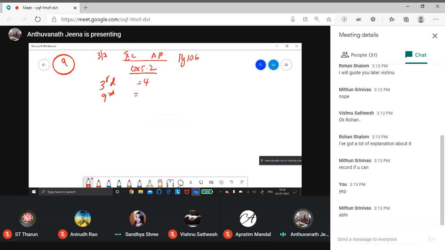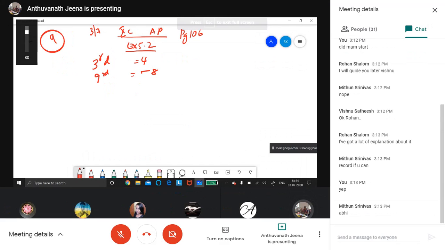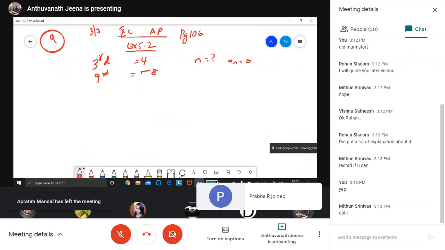Ninth term is minus 8. Okay, third term is 4, ninth term is minus 8. So then they're asking which term will be 0. An should come 0, means which term? Understand the question, okay?